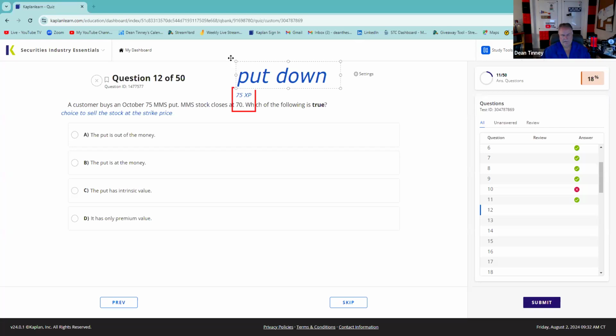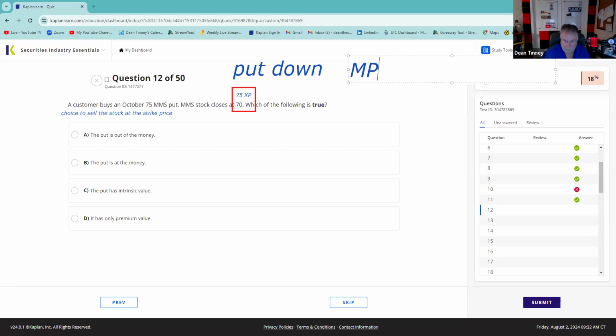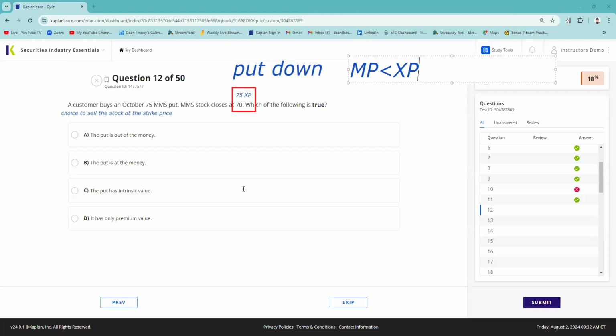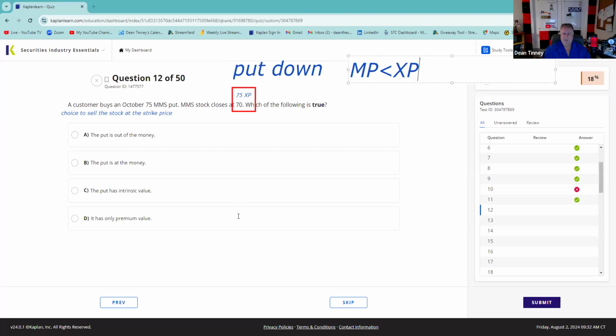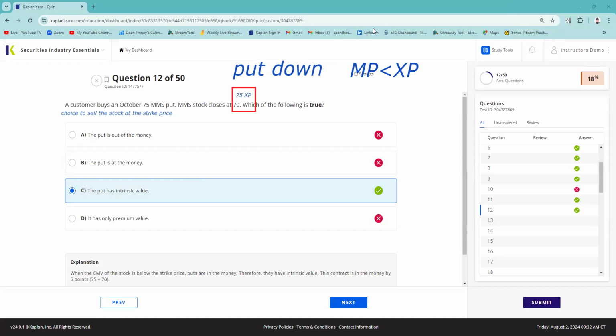The put has intrinsic value if the market price is down from the strike price. So here we have 70 and 75. The market price is down from the strike. The put has intrinsic value. Yeah, in the money and intrinsic value are the same terms. So the market price is down from the strike price. It looks like I got my little greater than, less than sign. So the put is at the money would not be correct.